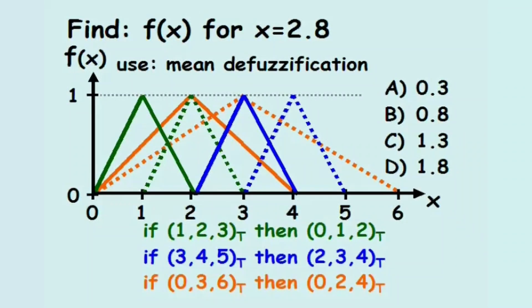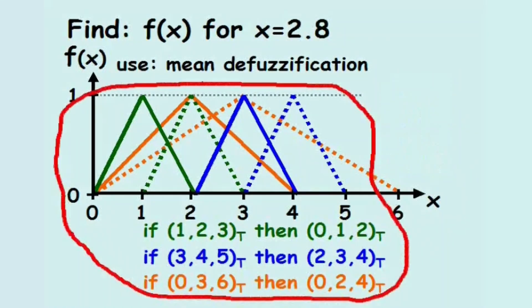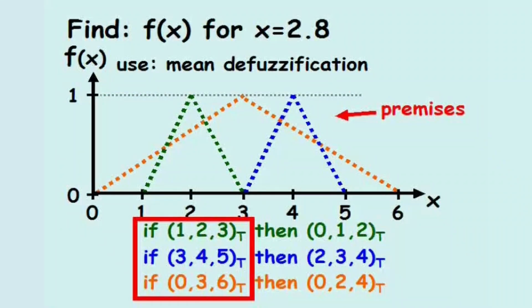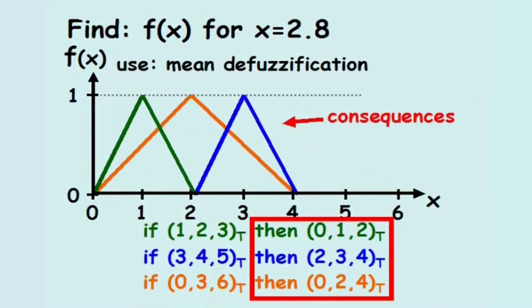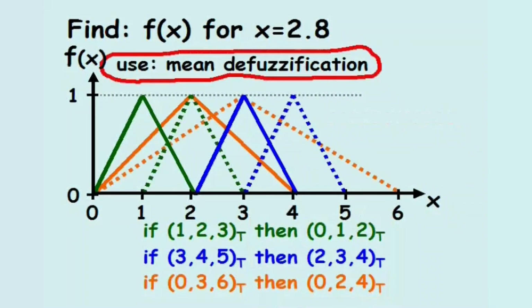Find the value f of x for x equals 2.8. In this problem, 3 triangular fuzzy-based if-then rules are provided, where the dashed line of each color represents the premise, and the solid line of each color represents the consequence. For this problem, we'll use mean defuzzification to develop a response curve f of x.